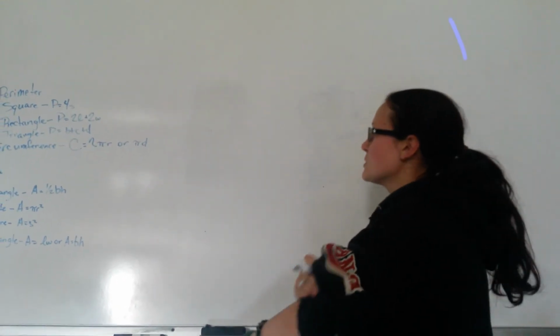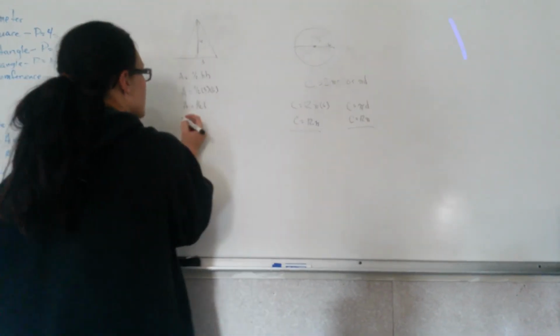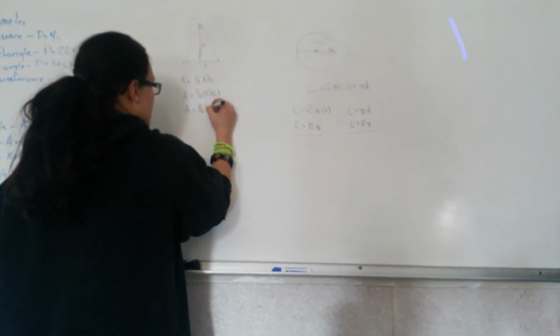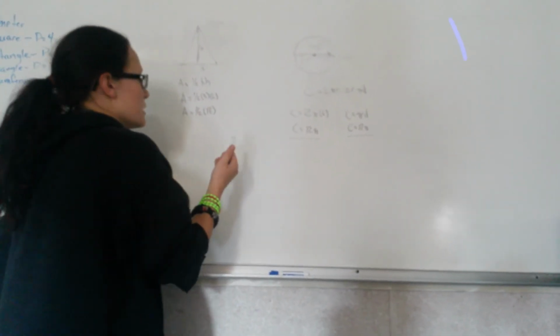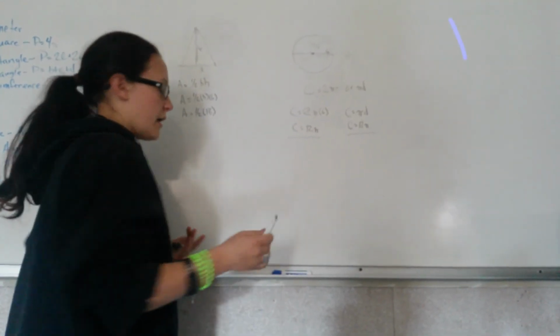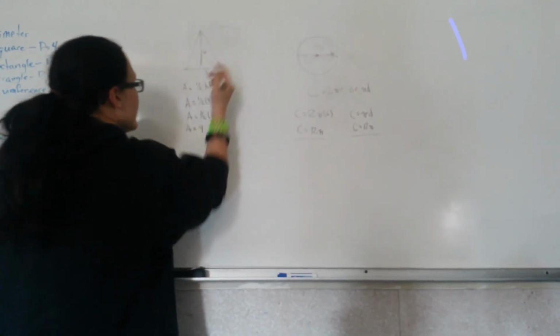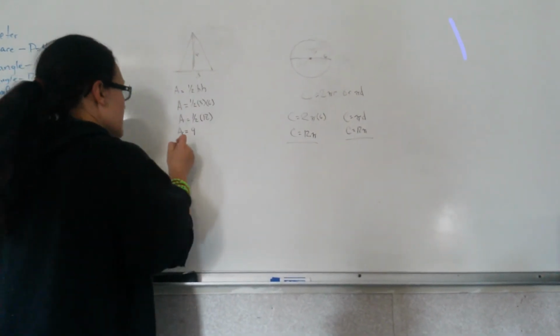But here's some sample questions. Let's go with perimeter first. Let's go with this. So, it's going to be A equals 1/2 times 18. Then, it's basically just 1/2 times 18, which would also be splitting it in half. 18 divided by 2 equals 9. So the area of your triangle is 9.